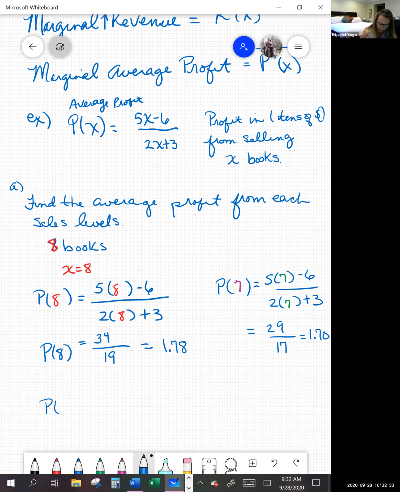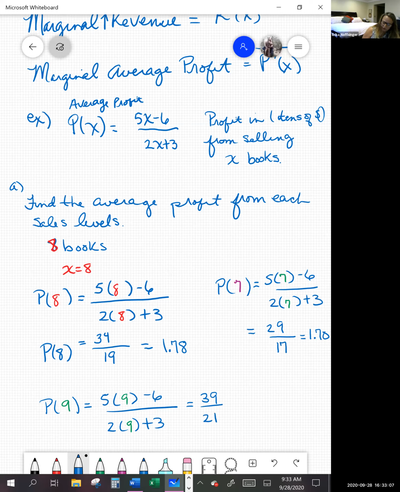One more, let's look at 10. No, actually I want 9. So if I go in here and I plug in 9 wherever I see an X, I get 45 minus 6. 45 minus 6 is 39. And 2 times 9, so that's 18 plus 3, so that's 21. 39 divided by 21.